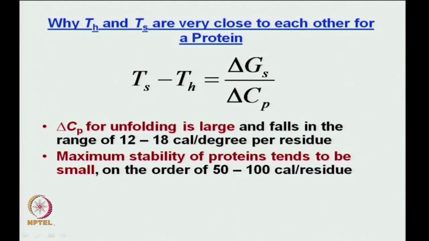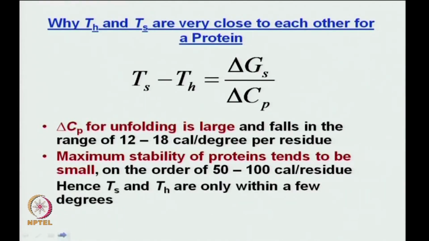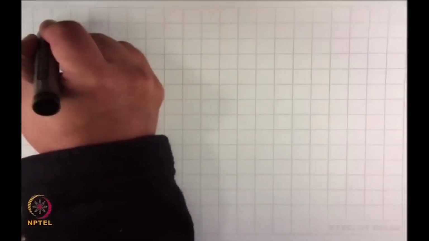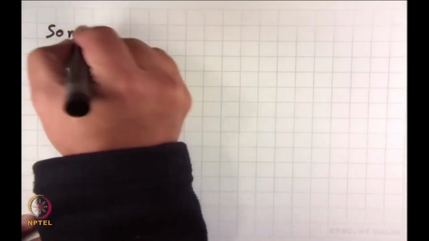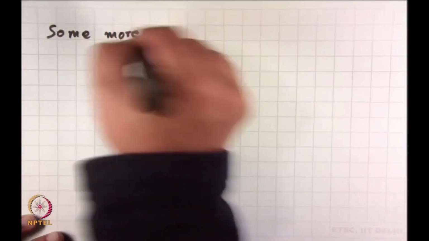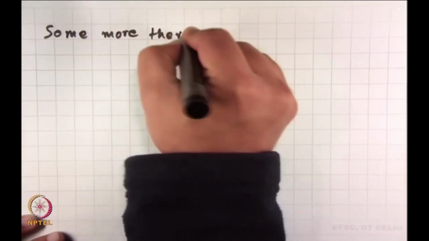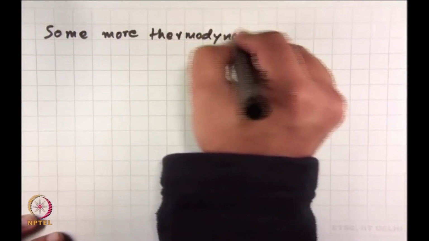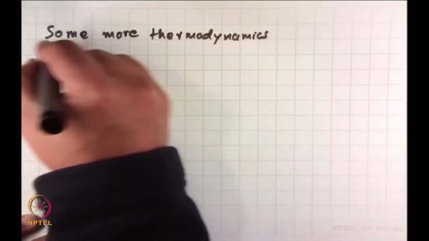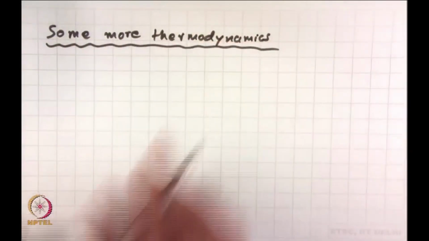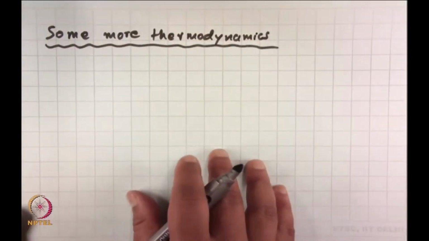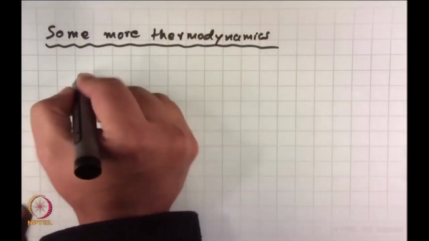this was your recap. So, we will start from here, and before looking at thermodynamic unfolding, we will do some more thermodynamics based on what we have learned. So, let us again start from the very basics. So, what I would write here is some more thermodynamics. Okay. So, what we know from before is this, we know.